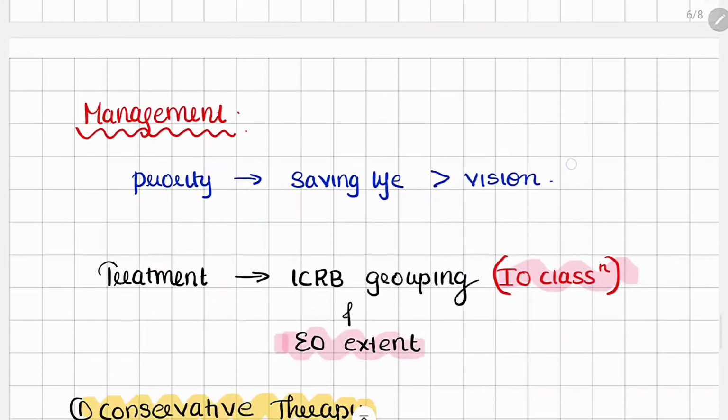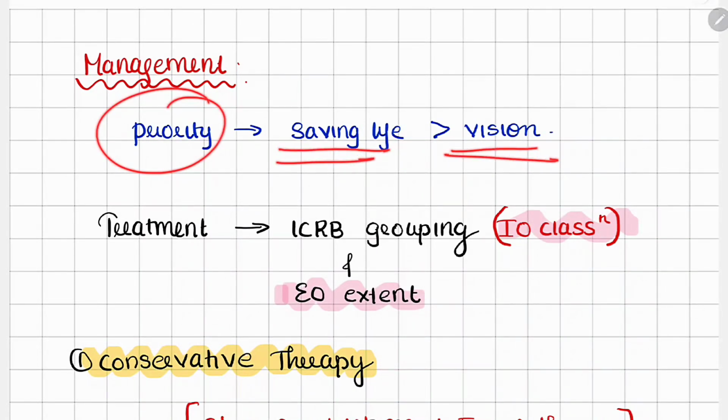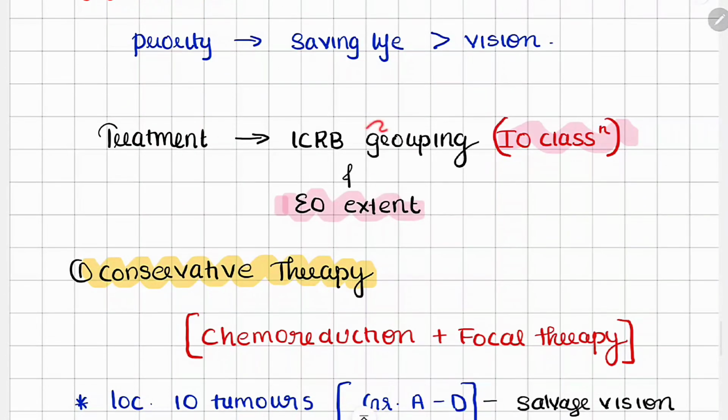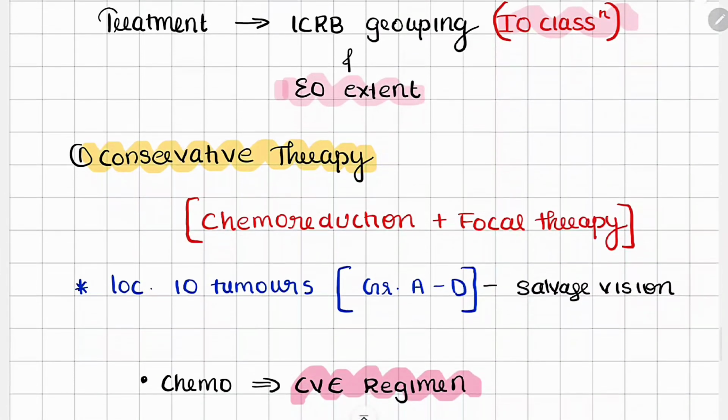Now, the most important part, that is management. So here the priority is saving the life more than saving the vision. So the treatment is according to the ICRB grouping that we already studied as A to E. So first one is conservative therapy, and the conservative therapy is for group A to D, that is very low risk, moderate risk, high risk. So from group A to D we will give conservative therapy.